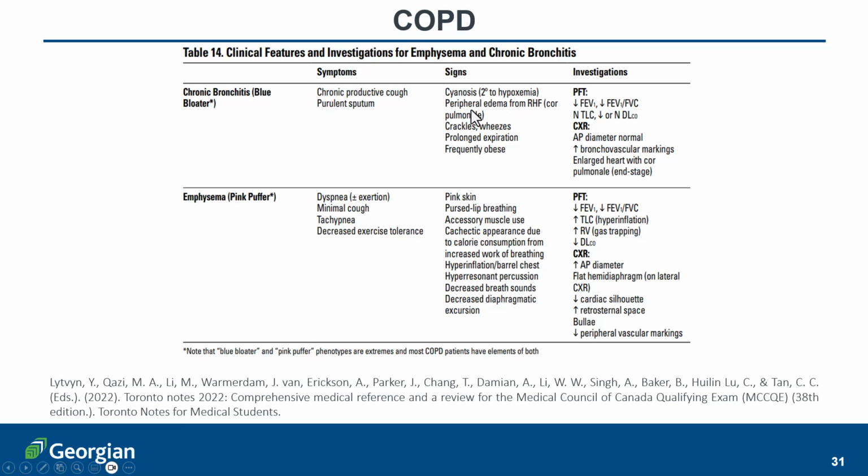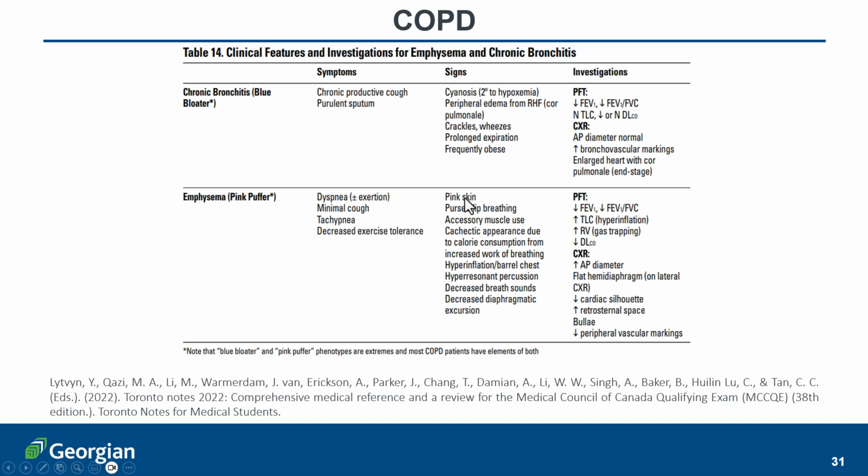And we know that right-sided heart failure causes backup of blood in the systemic venous system, resulting in peripheral edema. Other clinical manifestations include crackles and wheezes because of the mucus buildup over here, and prolonged expiration, that's kind of the definition of an obstructive lung disorder. Patients with chronic bronchitis are frequently obese, that's an observation. For emphysema, you have dyspnea, more dyspnea compared to chronic bronchitis, although there is a minimal cough. So cough is more predominant in chronic bronchitis, whereas dyspnea is more predominant in emphysema. Tachypnea and decreased exercise tolerance are also there.